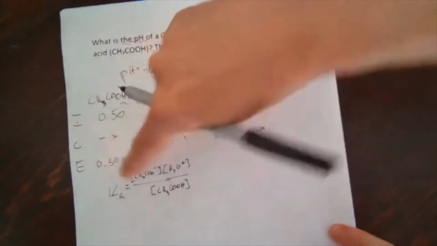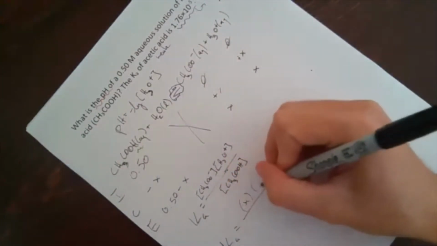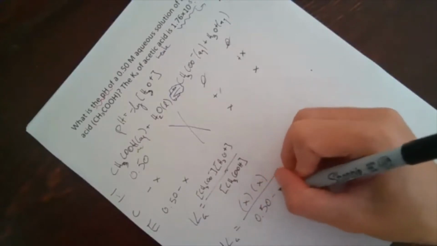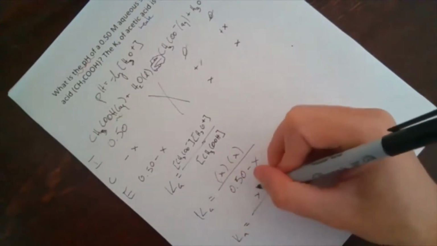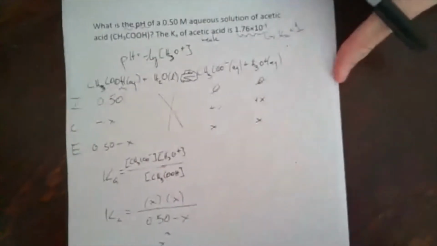So I'm going to take these values, plug them in. My Ka is going to be equal to x times 0.50 minus x. I can multiply those x's together, and I end up with Ka is equal to x squared over 0.50 minus x.